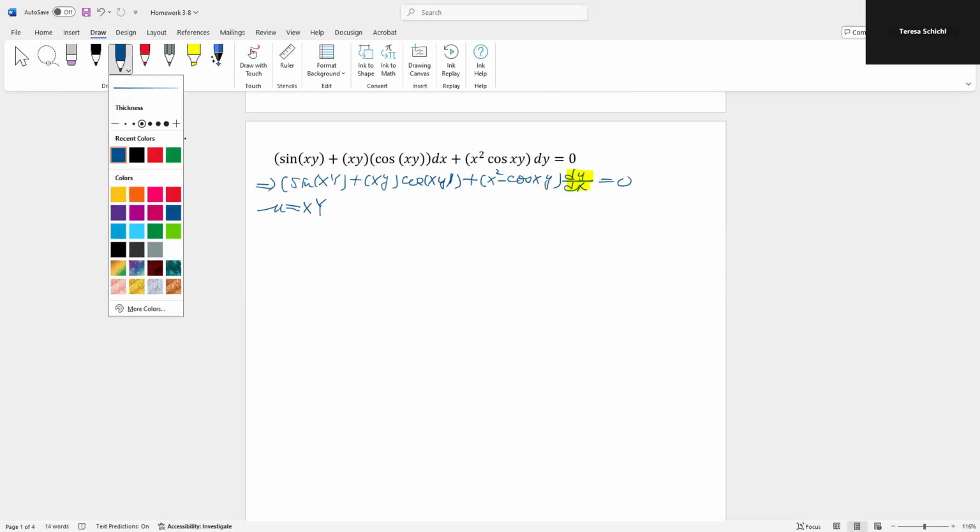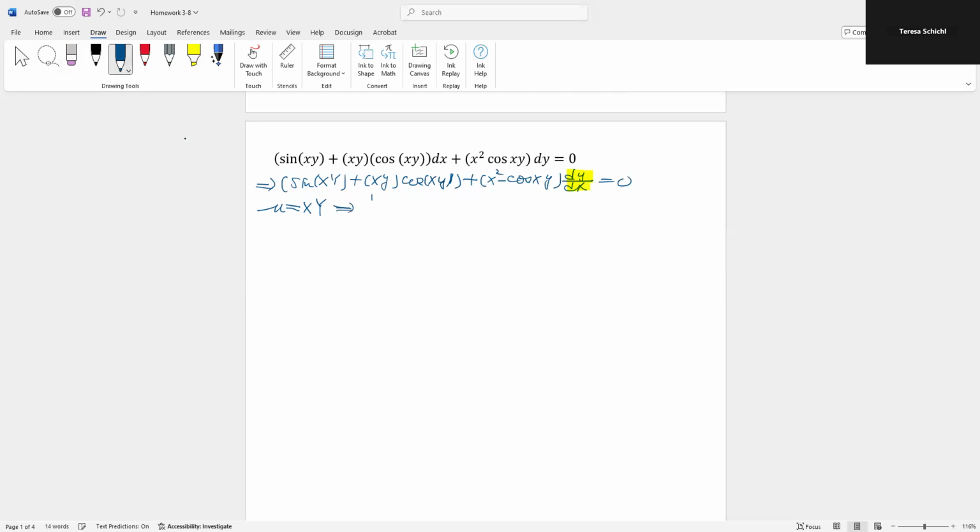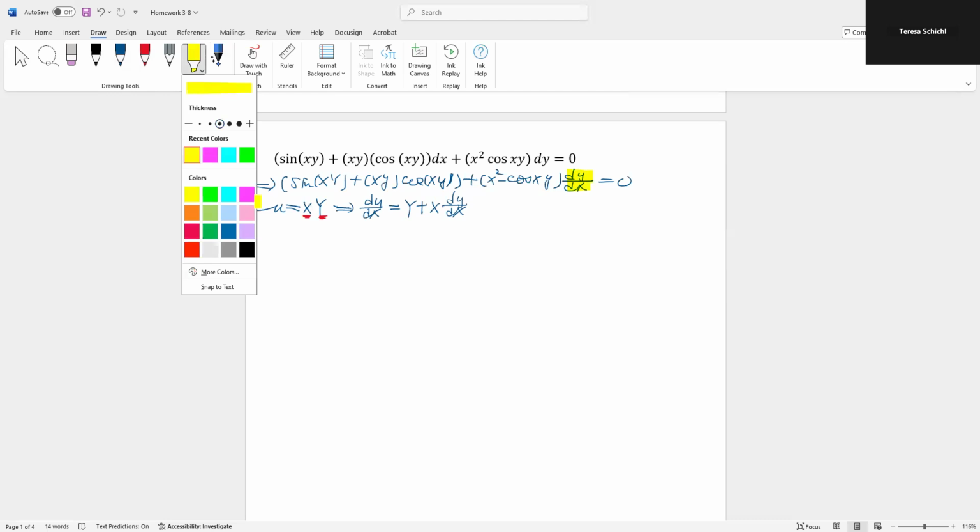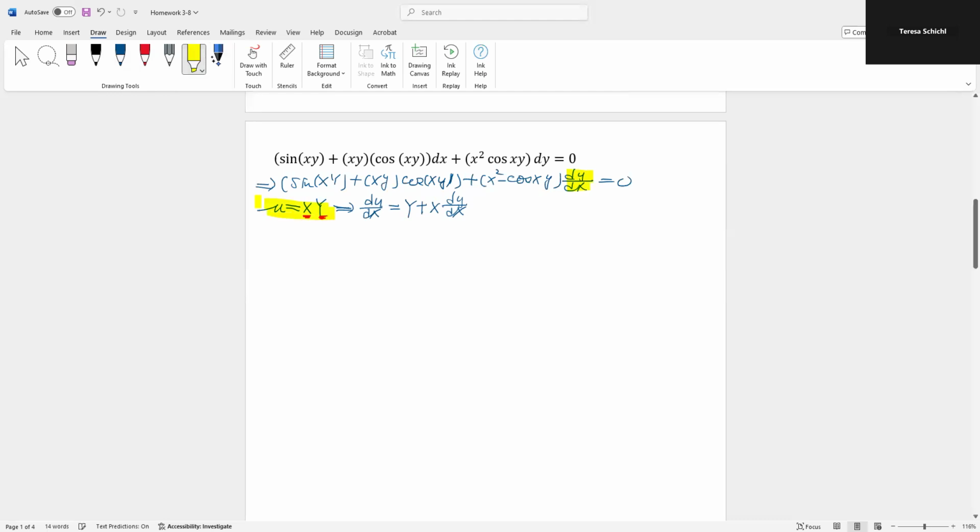All right, so now let's take a look at the derivative. So this is du dx. And the x and the y, because the y is a function of the x, I need to use the product rule, right? So the product rule gives y plus x times the dy dx here. So also let me highlight this. This is going to be our reference back.